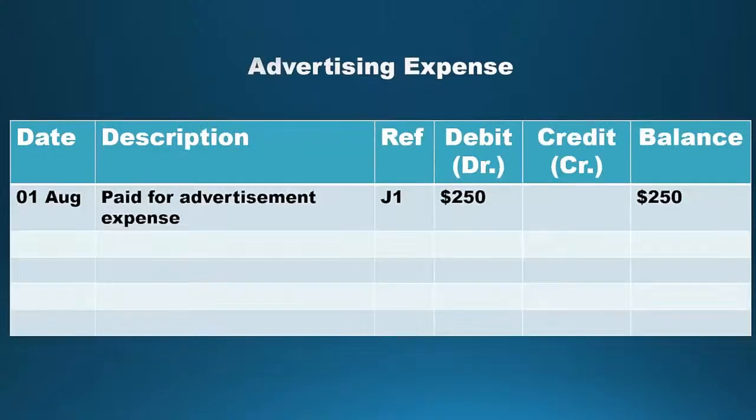1. Date, write the date of the transaction, August 1. 2. Narrative, add the narrative, paid for advertisement expense. This explains what happened. 3. Reference, include the journal reference, J1, meaning this transaction came from the first page of the journal. 4. Amount. Enter the amount $250 in the debit column because expenses increase on the debit side.